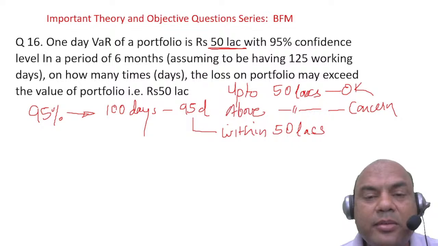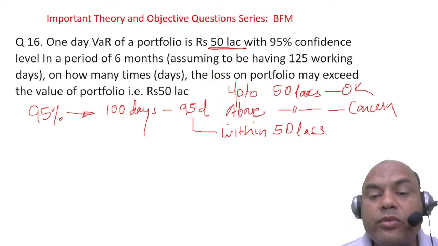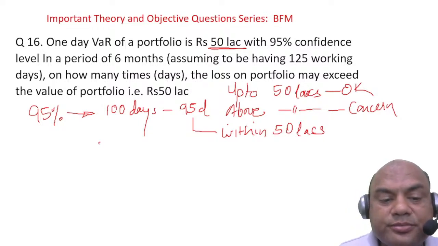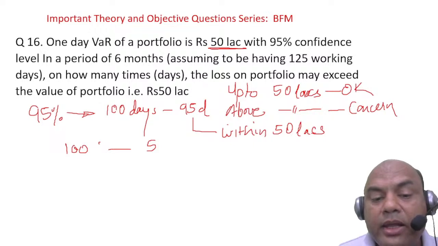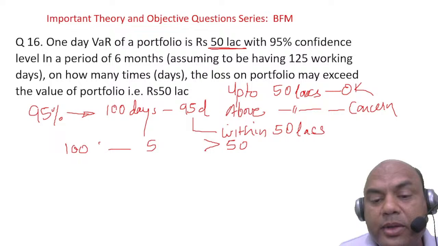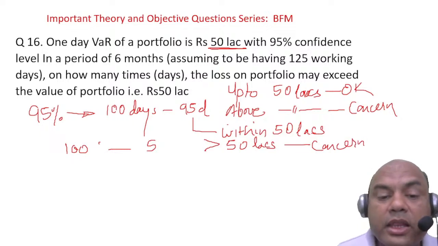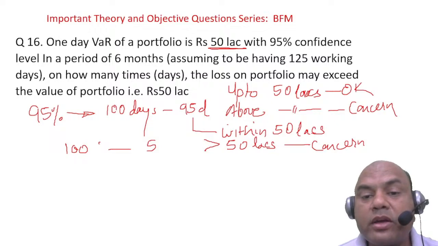Simple, first standard maths. Out of 100, 95 are within 50 lakhs. So above 50 lakhs is 100 minus 95, so 5 days. See here, out of 100, for 5 days my loss is above 50 lakhs. So this is a concern for me. Now in 100 days I am having 5 days. So what is the number of days given over here?